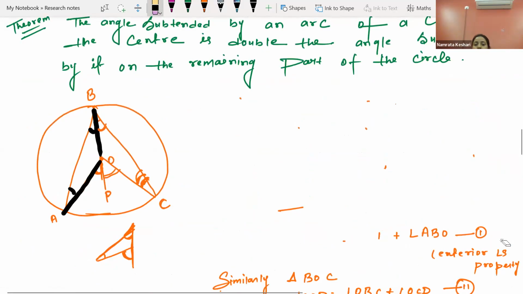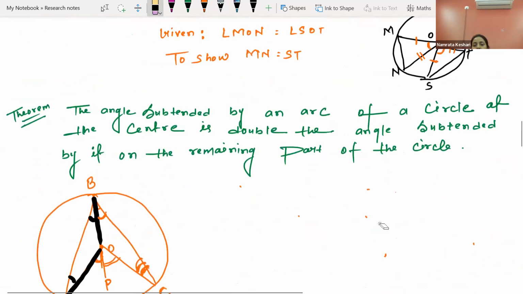Can you tell me how to prove this theorem? The theorem which I am showing just now: the angle subtended by an arc of a circle at the center is double the angle subtended by it on the remaining part of the circle. Anyone, can you tell me how to prove this theorem?